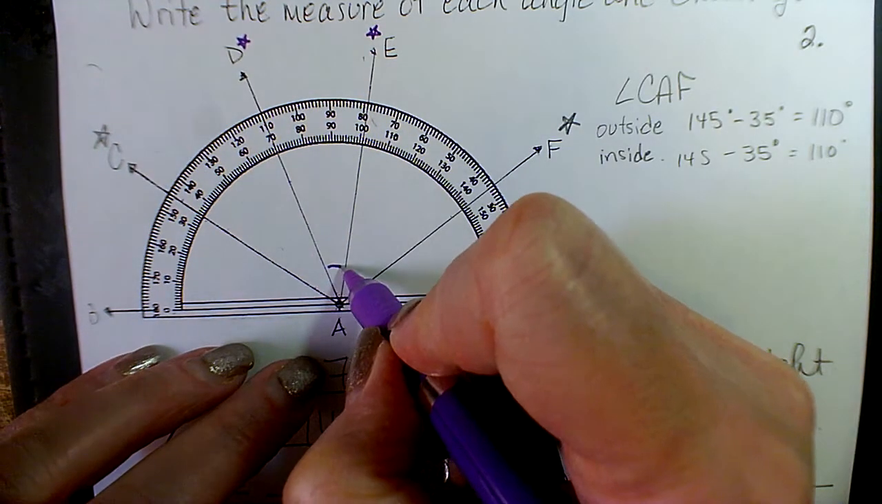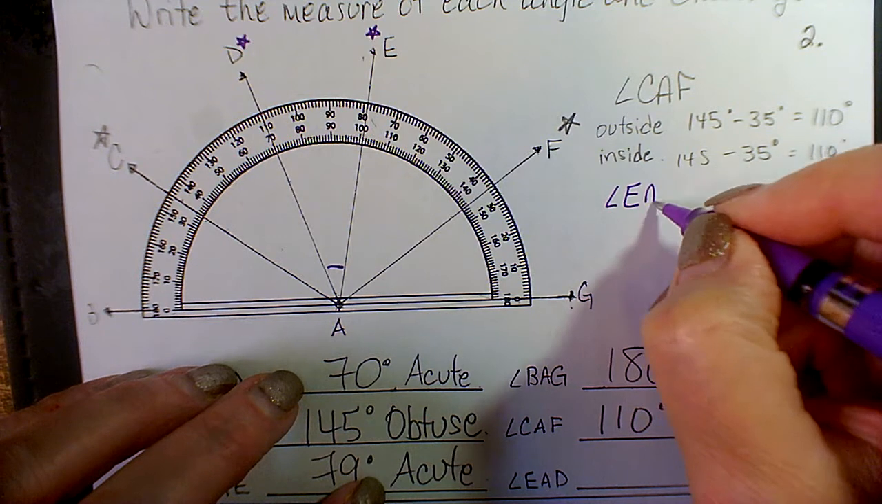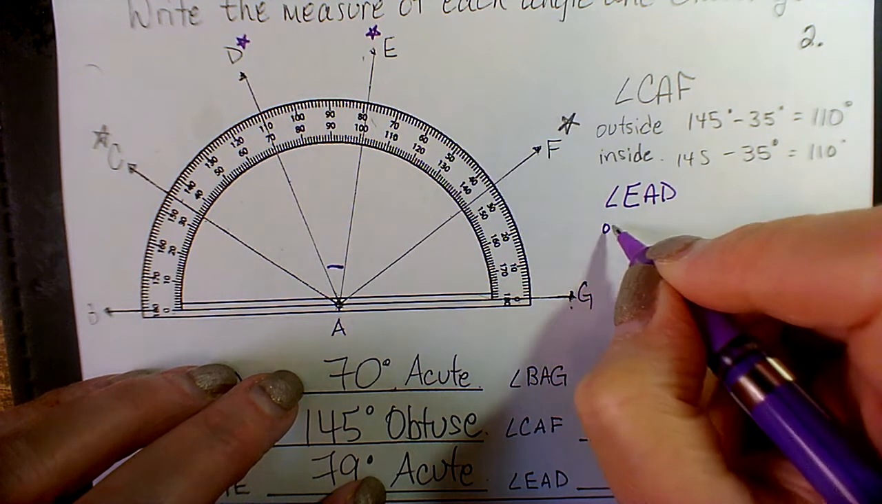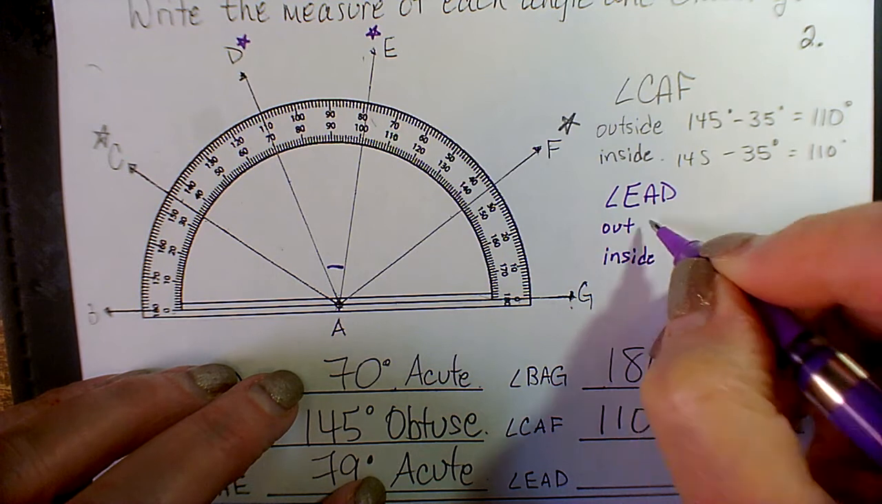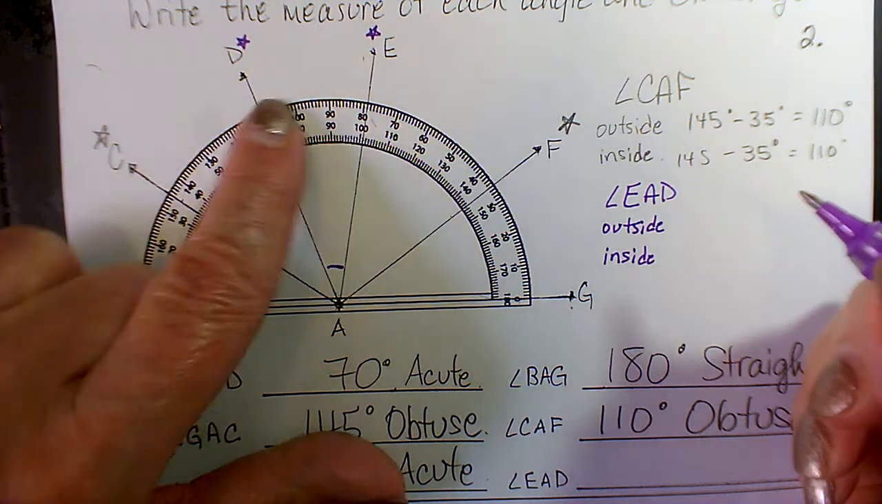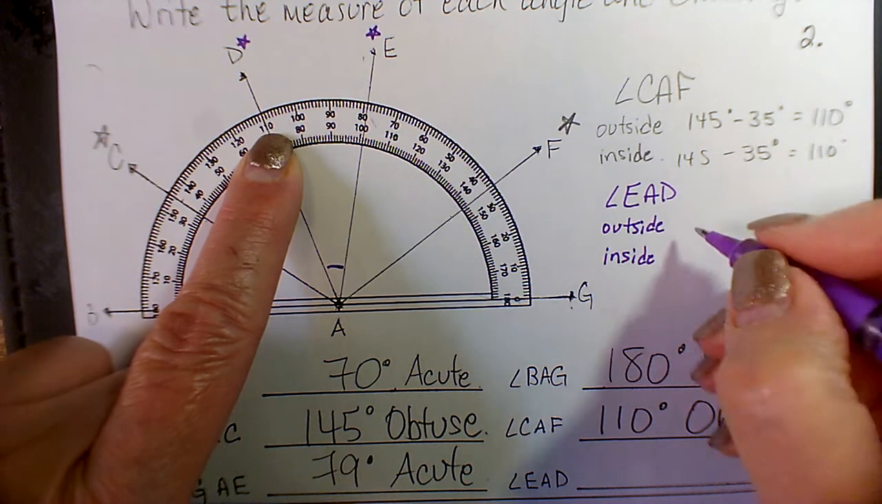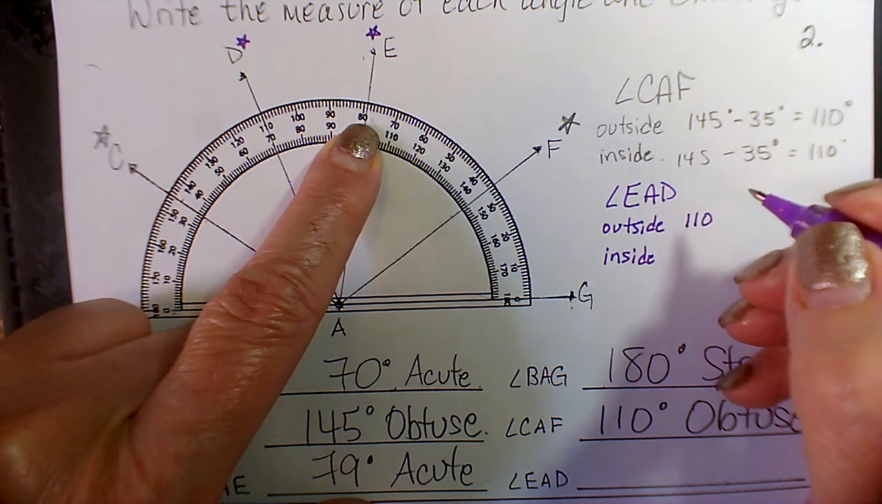EAD. So this angle right here is what I'm looking at. Again, angle EAD. And I'm going to go outside. And again, you don't have to do both. Just do one of them. But if you do both, they will match up. So let's do, we have 110 on this outside. And the outside here is a 79.